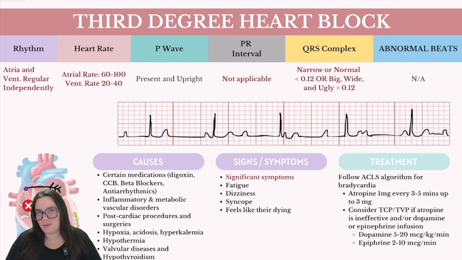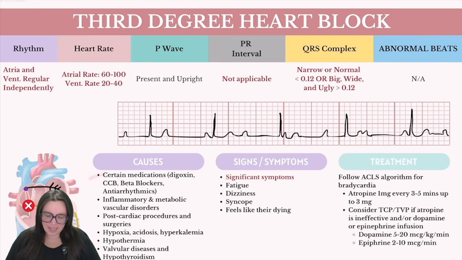Most of the time it's going to be big, wide, and ugly because it's only receiving information down there from the Purkinje fibers. And then lastly, we're going to see abnormal beats. Not really, right? This entire thing is an abnormal beat. So in this particular case, there's really not going to be any kind of abnormalities when it comes to this rhythm.